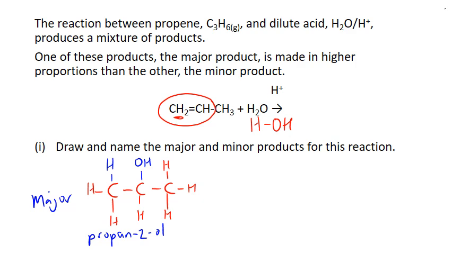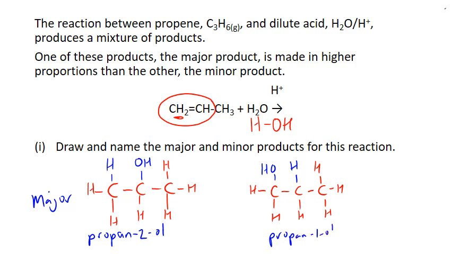And the minor product is where the hydrogen goes to the carbon which has fewer hydrogens. So I'll quickly sketch that out. Of course, you don't have to do the full structural formula; you can just do the condensed version. So here we go. Now the hydrogen's on the central carbon and the OH is here. And this one here is propan-1-ol and is the minor product.